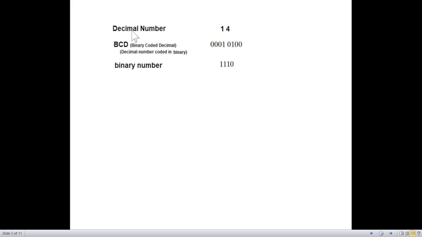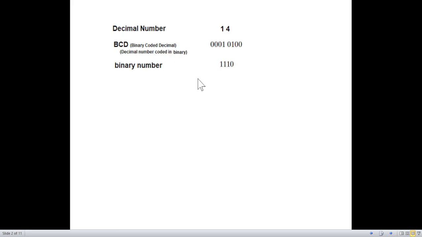Just recall that we know that, like, 14 is a decimal number, base 10. Then we come across a term called BCD, that is binary coded decimal. If you write it like this, the decimal number is coded in binary, that means this 4 is written in binary as 0100 and 1 is written as 0001 in binary. So the decimal number has been coded in binary, and that is called BCD.